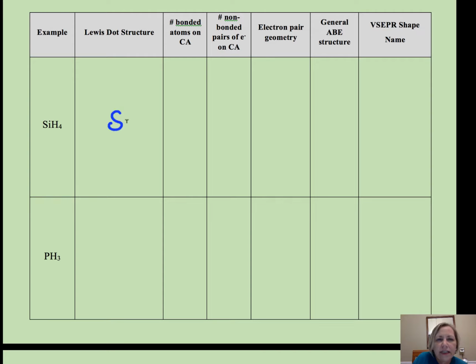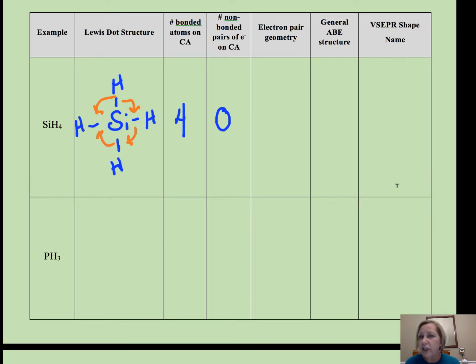Lewis dot structure, this is silane. Man, this stuff, you let this loose in air and you're ready for a fireball. Okay, silane has this structure. And it's got 4 bonded atoms, 0 non-bonded pairs. VSEPR says these bonded pairs are going to get as far away as possible. And some of you might envision that as a square and think it's 90 degrees. But remember, we have to get into 3 dimensions.